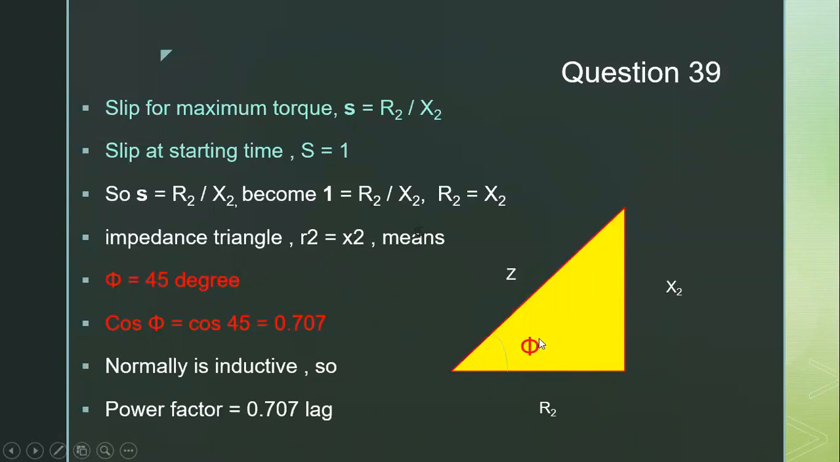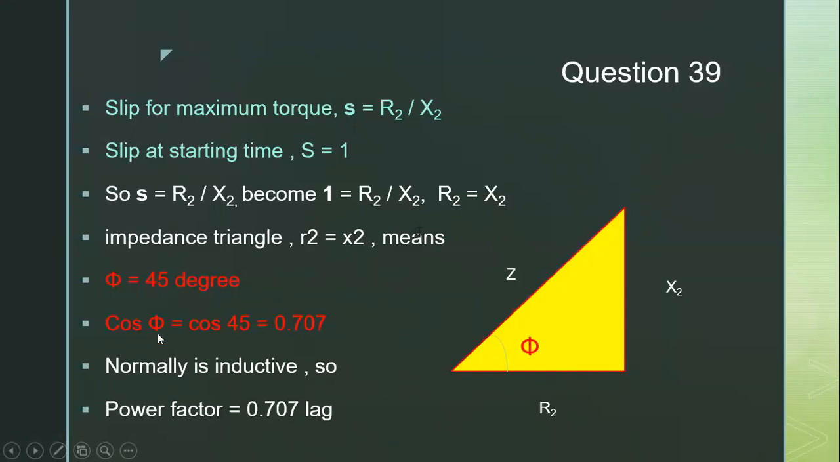You know that tan 45 is equal to 1. Tan of the angle means opposite side by adjacent side, so X2 by R2. When the angle is 45 degrees, R2 becomes equal to X2. So here the condition is that R2 equal to X2 means the angle will be 45 degrees.